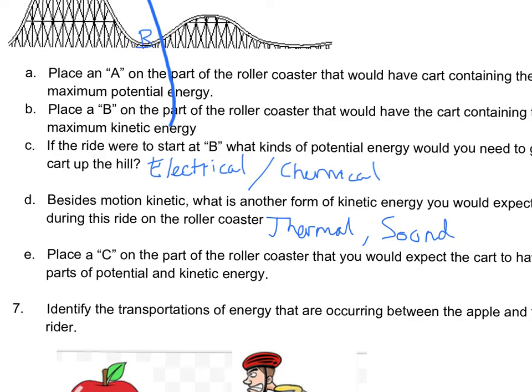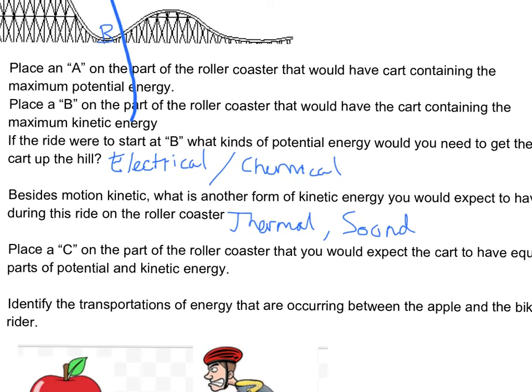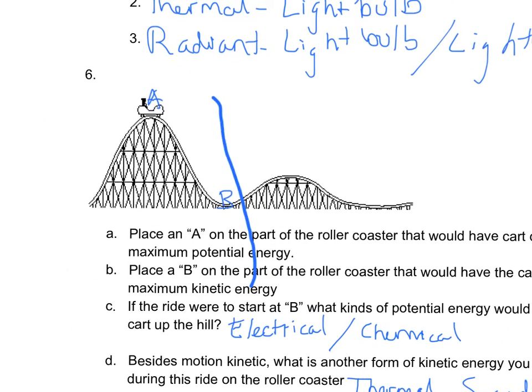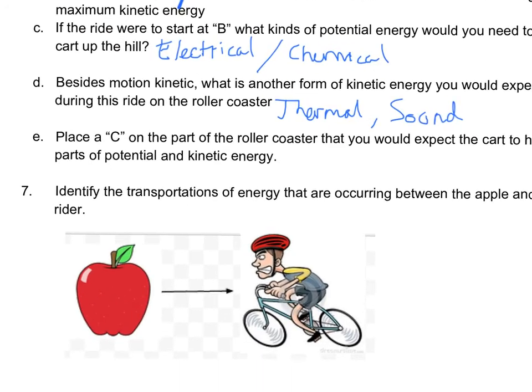Place a C on the part of the roller coaster that you would expect the cart to have equal parts potential and kinetic energy. So we talked about this on the day that we did our notes, and that is going to come right in the middle. So that would be C right there, equal parts kinetic and potential energy.